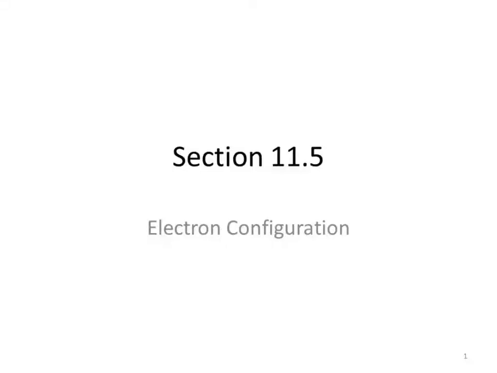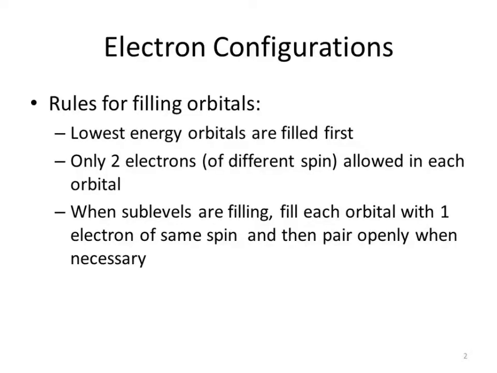Okay, so now let's talk about electron configurations. Electron configurations are our way of figuring out what orbitals electrons exist in the ground state for an atom. What we're going to do is look at energy levels, and we're going to fill the lowest energy orbitals first. Remember, we can only put 2 electrons in each orbital, okay? And so we're going to use up arrows and down arrows to represent each electron.